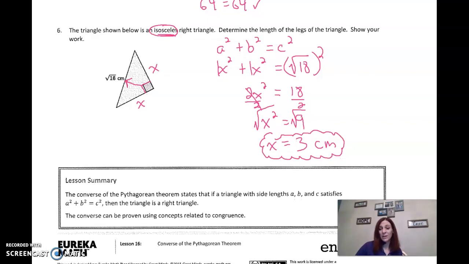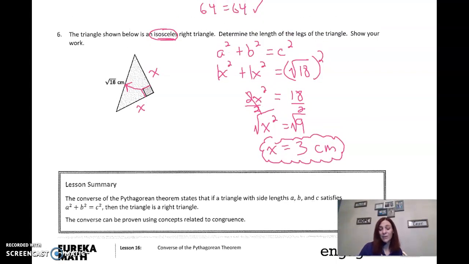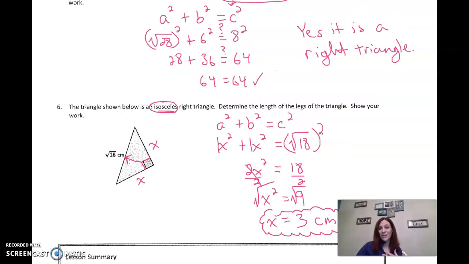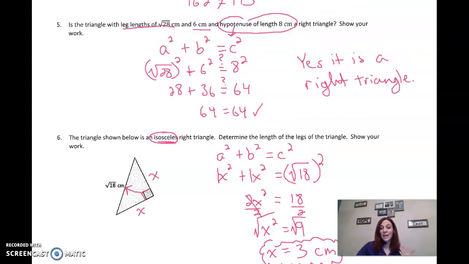Okay, so again, just to wrap things up here, when we have our Pythagorean theorem, we're used to saying here it's a right triangle, find a missing side length. The difference now is we're going to be given lengths sometimes, and we're going to have to decide if it's a right triangle or not based on whether it makes the Pythagorean theorem true.